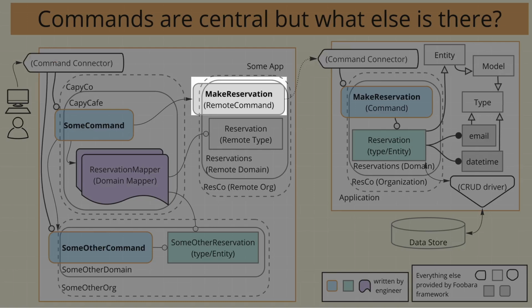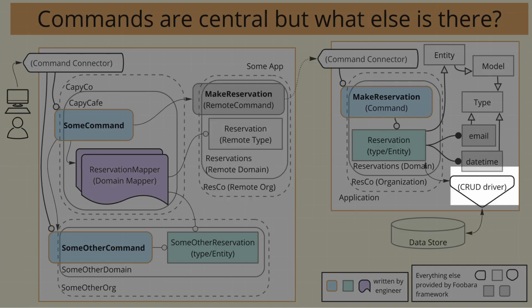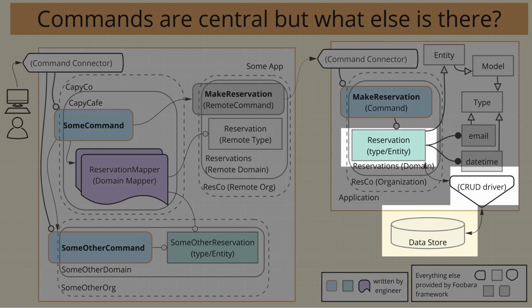Here we have a remote command. This make reservation remote command has the exact same interface as a make reservation in the generic reservation system, and it can operate as a proxy to that command over the HTTP connector. And we really have remote versions of everything. You can import the reservation type into your system from the other system, so on and so forth. Here we have a CRUD driver. It knows how to take an entity and read and write it to a data store. In this case, we're reading and writing reservation records to a database.